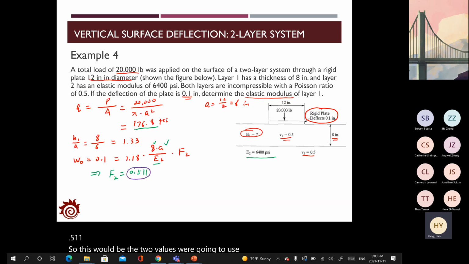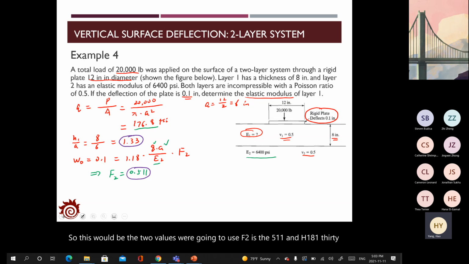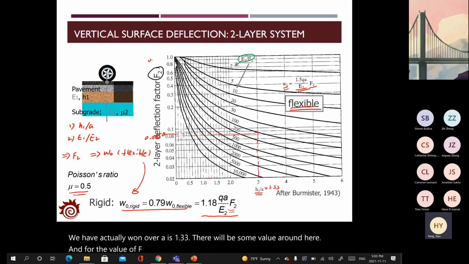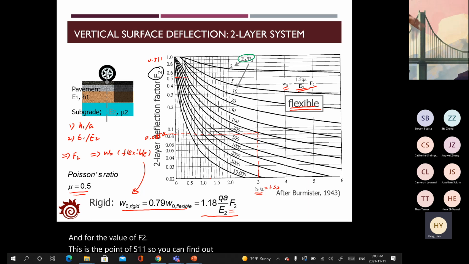F2 is 0.511 and H1 over A is 1.33. So you go back to the previous page. H1 over A is 1.33. That will be some value around here. And for the value of F2, this is 0.511. So you can find some value around here.